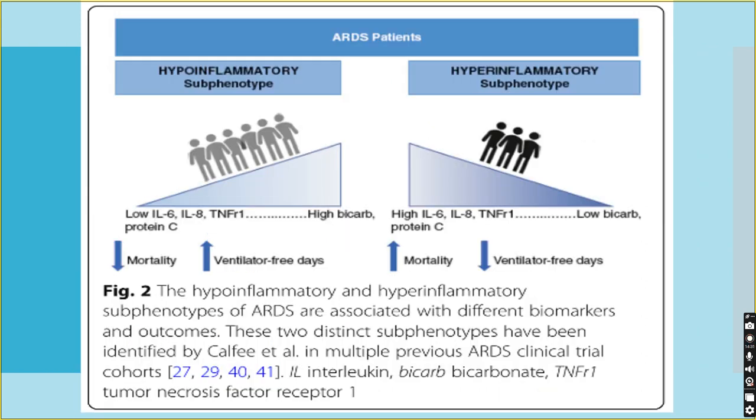So this is a patient with a hypoinflammatory subphenotype, where interleukins are low. They have less mortality and increased ventilator-free days. And some are hyperinflammatory phenotypes, where there is high mortality, decreased ventilator-free days, and these interleukins are very high, bicarb is low. So these are the examples of hypo and hyperinflammatory subphenotypes of ARDS. Next slide.